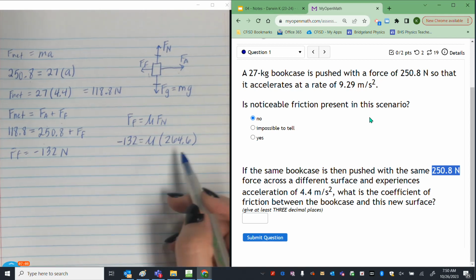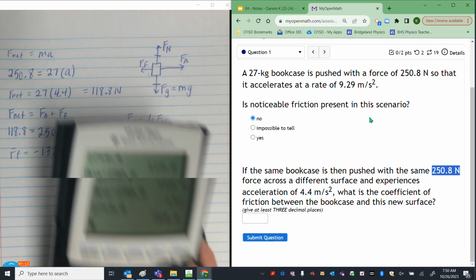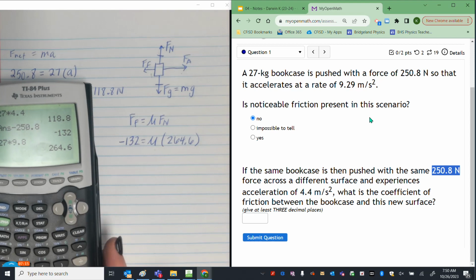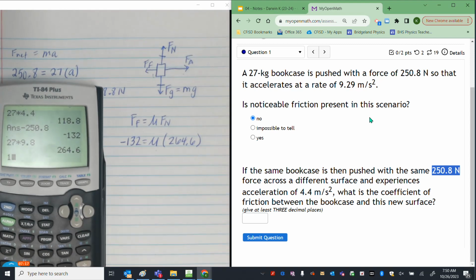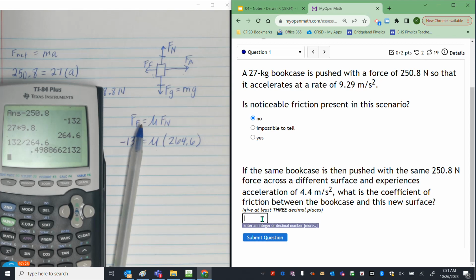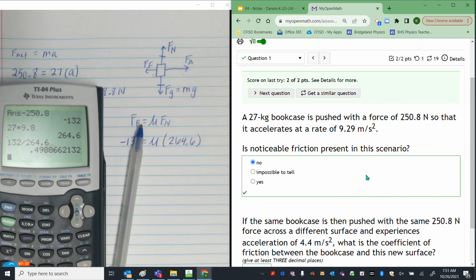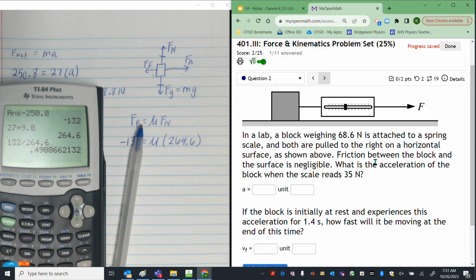But if I want to solve for mu, I'm going to divide both sides by 264.6. So that's going to be 132 divided by 264.6. And that's going to be 0.498866. It keeps going. 0.499, because it says give at least 3 decimals. And there's no unit here. Okay, so that's the first one. Let's take a look at the next one.